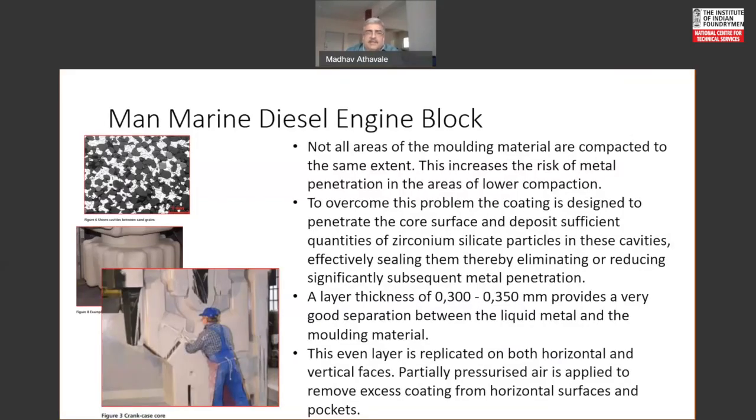Now even layer has to be seen or replicated in both horizontal and vertical surfaces. So after coating, to ensure that there is smoothness, a low pressure, partially pressurized air is applied in specific areas of accumulation to remove excess coating from horizontal surface and deep pockets.